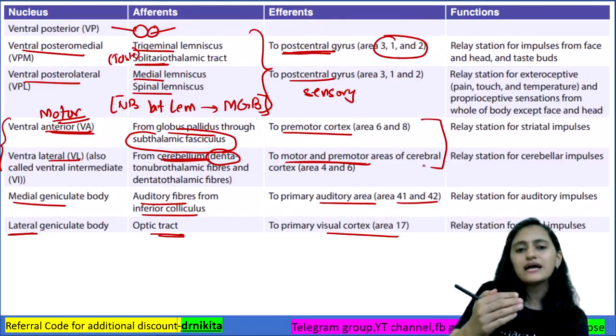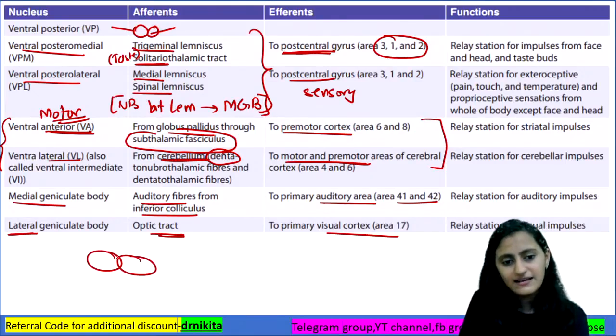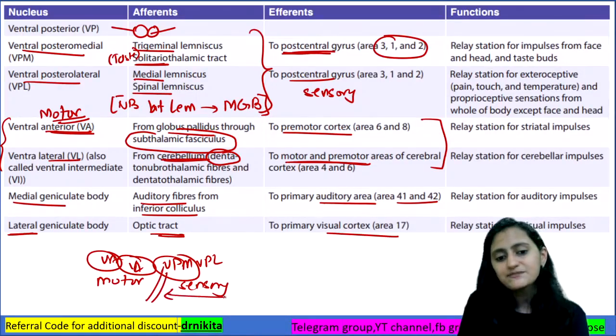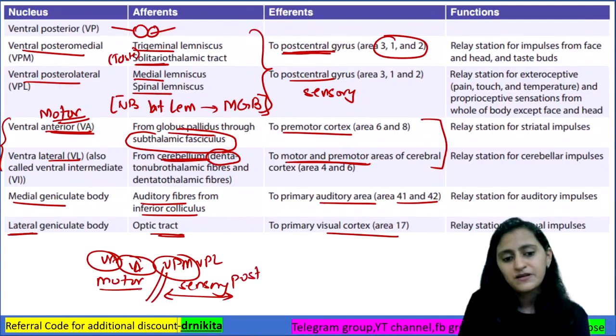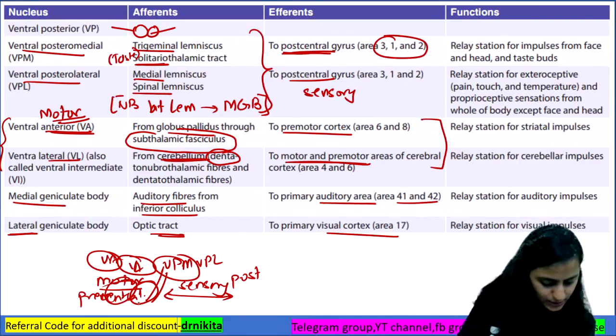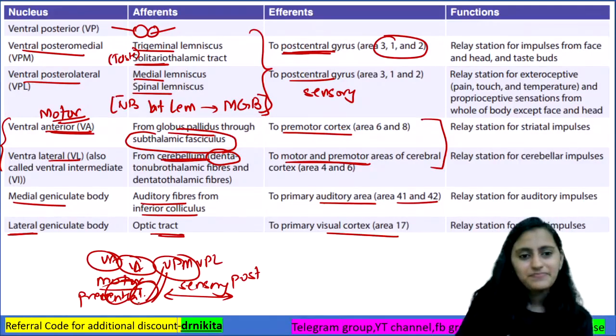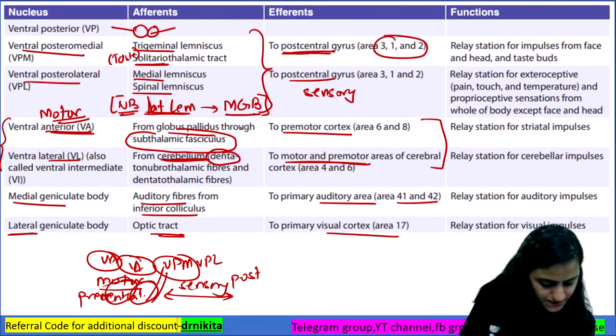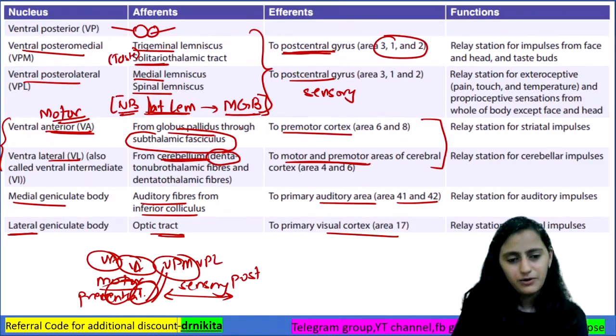Your ventro-anterior and ventrolateral, the front two, VA and VL, they are your motor component. Your ventro-posterior, VPM and VPL, they are your sensory component. So sensory is at the back, so it is your post-central gyrus. Motor is at the front, you have the pre-central gyrus, so you have the motor area and the premotor area. Is it clear with everyone? NB, please make a note of it that lateral lemniscus goes to the medial geniculate body.